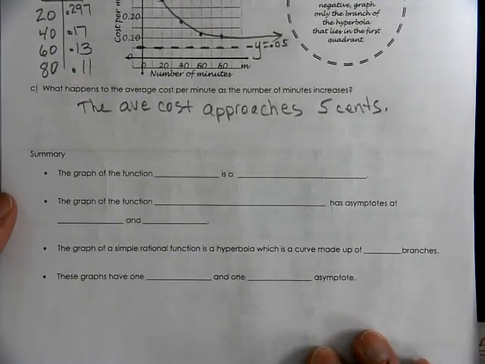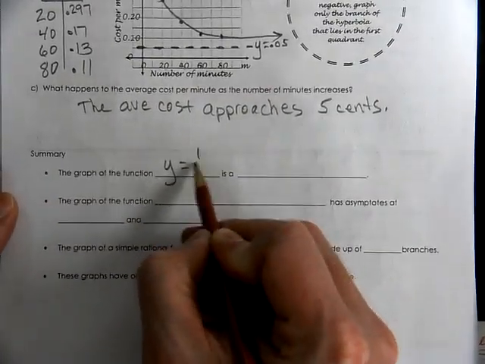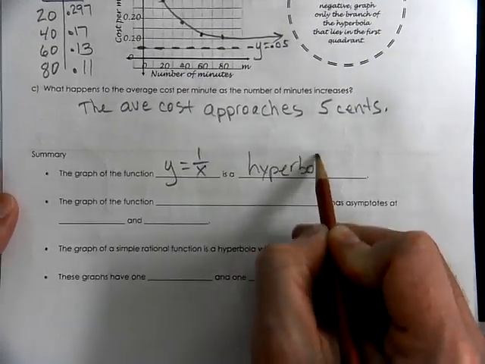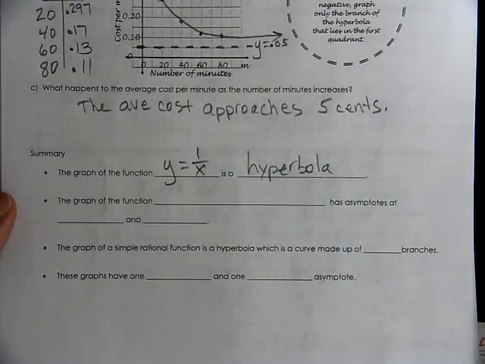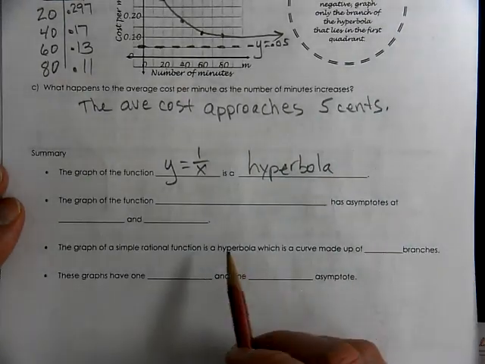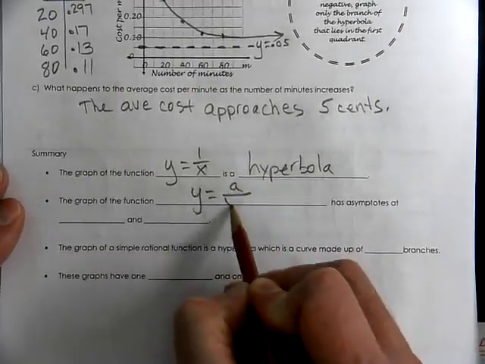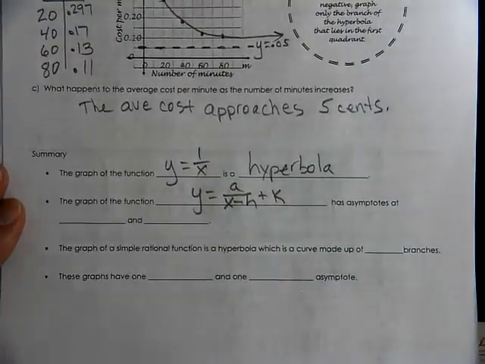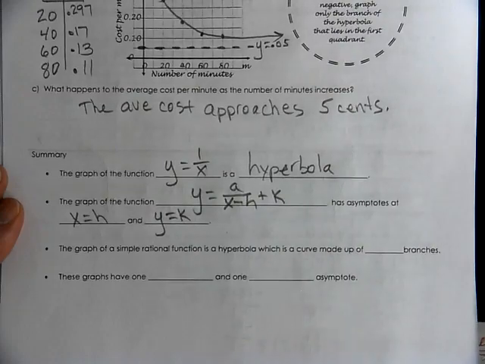And then in summary, the graph of the function y equals 1 over x is a hyperbola. The graph of the function y equals a over x minus h plus k has asymptotes at x equals h and y equals k. Those are some notes that we learned about yesterday.